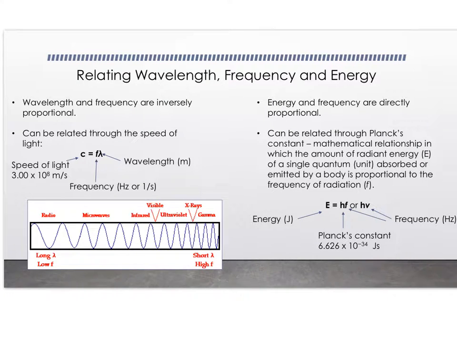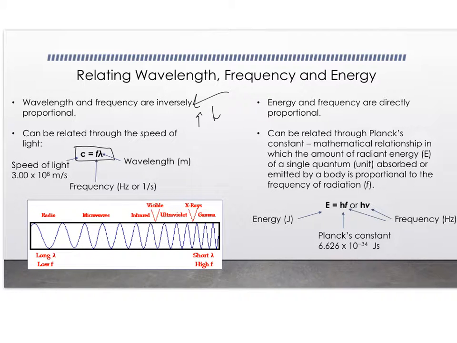Okay, so we can relate wavelength, frequency, and energy based on two formulas where we just previously talked about wavelength and frequency. They're inversely proportional, because if one goes up, that means the other one must go down. And they're related through the speed of light, which is your variable c. So through this formula, c is equal to your frequency times wavelength.